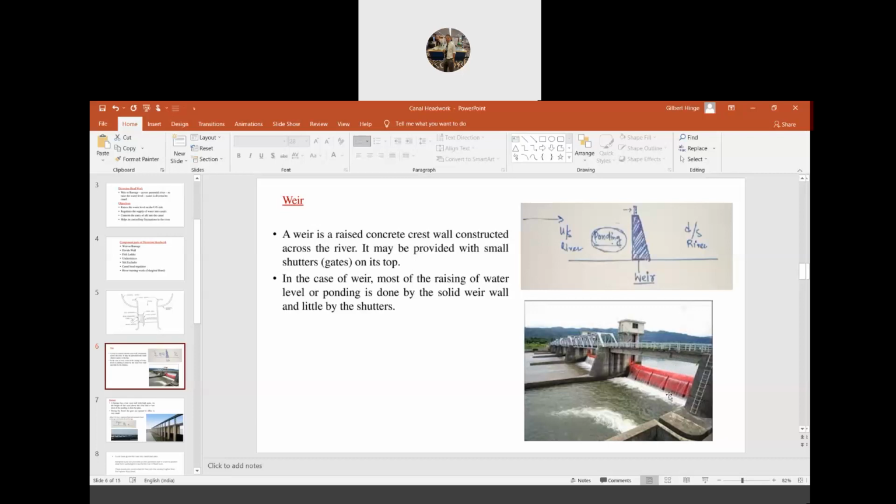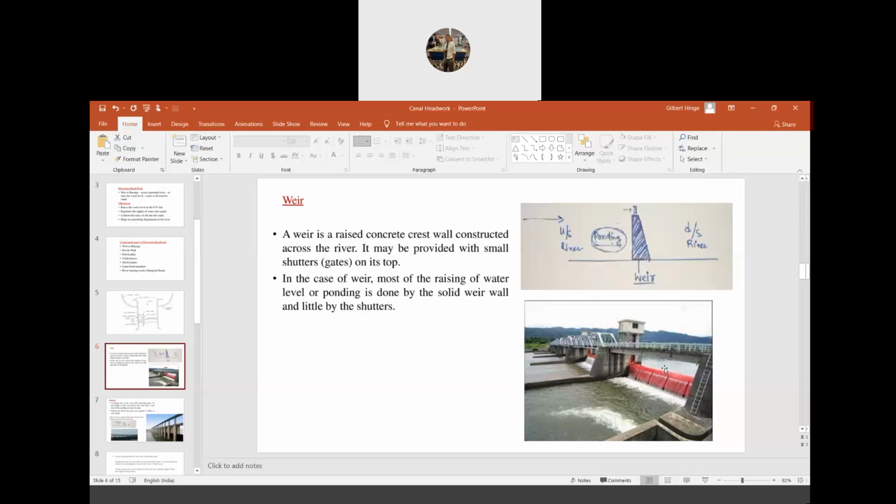Okay, so if this ponding of water that is happening here is being done by the solid structure that we construct here, that kind of structure is called a weir. Here it is made of concrete, and the entire ponding at the upstream end is being done because of this structure that we construct here, which is made of concrete. This kind of structure is called a weir.